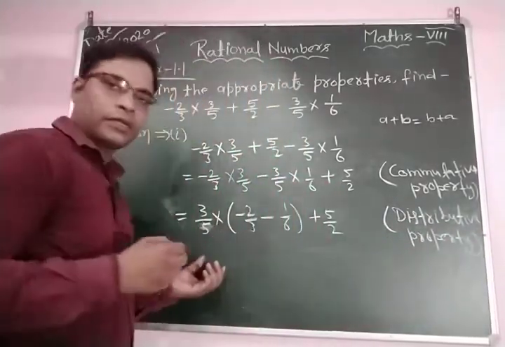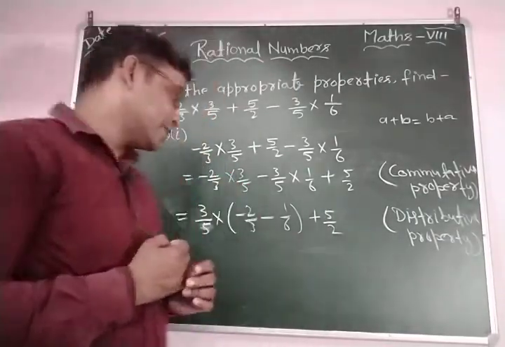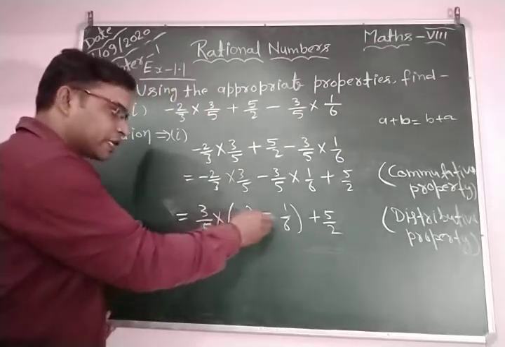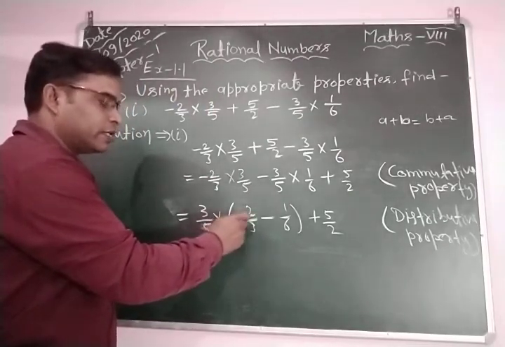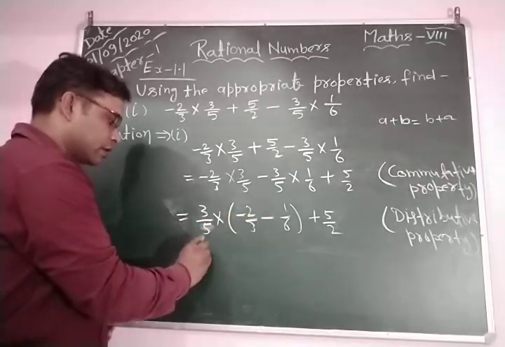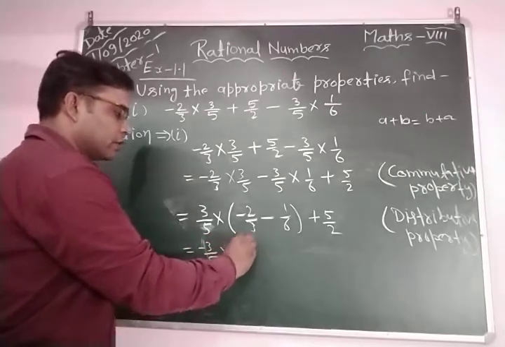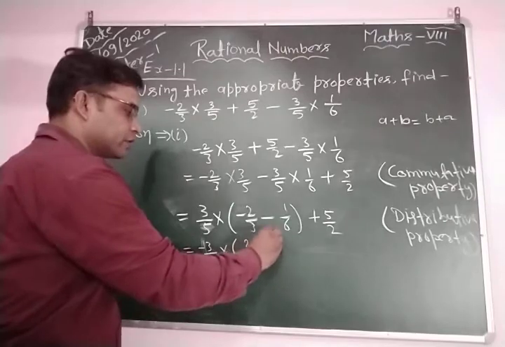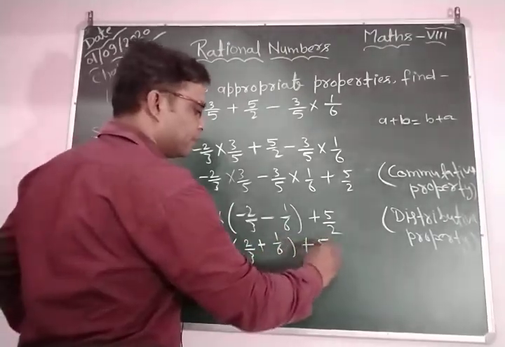Okay, now how to subtract rational numbers you know very well. So let's see, we take common in both. Here minus 2 by 3, here minus 1 by 6. So we take common, so this is equal to minus 3 by 5 into (2 by 3 plus 1 by 6), plus here we write 5 by 2.